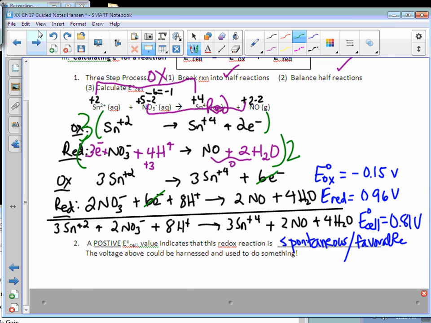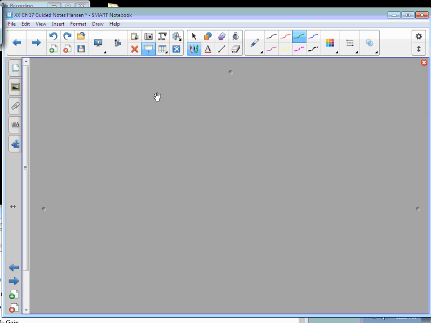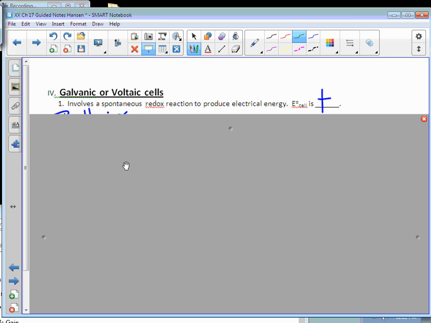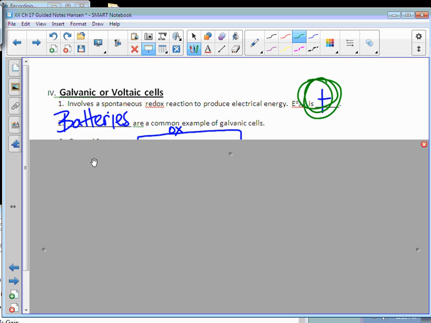All right, what else can we do with this? Well, now we get to do some really fun pictures. The galvanic or voltaic cell is the whole setup of what this experiment would look like. It involves a spontaneous redox reaction, so E cell has to be positive, meaning the reaction's going to happen. And yes, we are going to look at non-spontaneous processes. They're called electrolytic cells, and we'll get to those. Batteries are a very common example of galvanic cells, or voltaic cells.